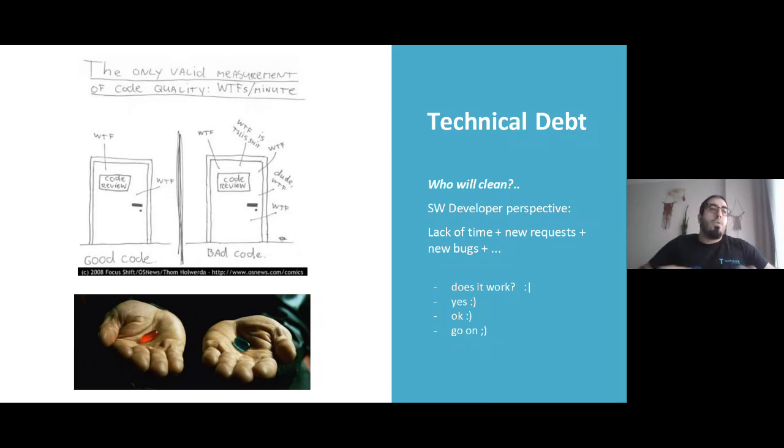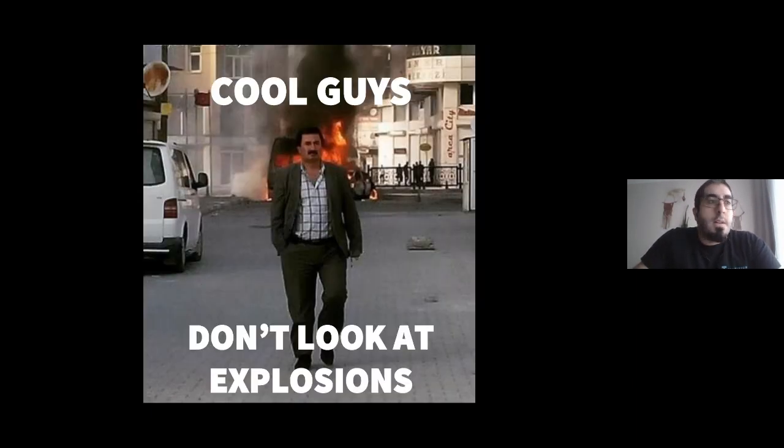So if we look from the developer's perspective, after a bad design smells code, they complain about lack of time, new requests, and new bugs during the development process. They always complain about them. And usually they say, does it work? Yes, okay. Tests are okay. So go on. But it's not the truth of real life. Nobody keeps calm like this guy after an explosion on the production environment. All members of the team try to find the problems to fix the bugs quickly.